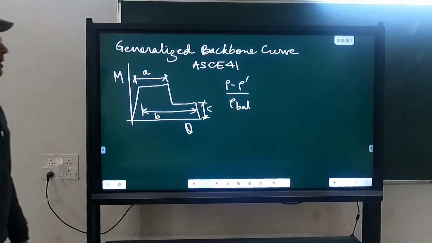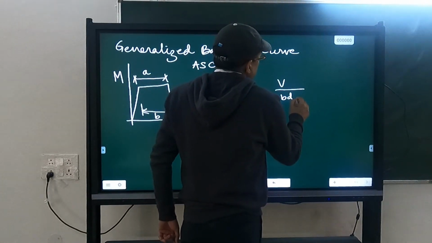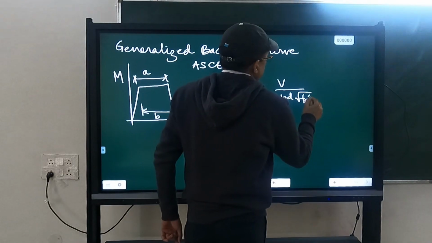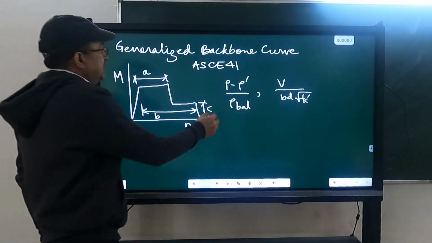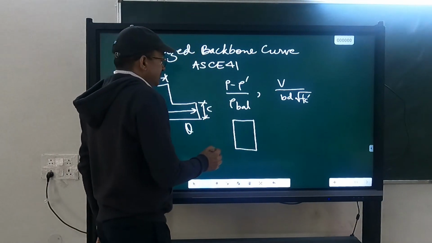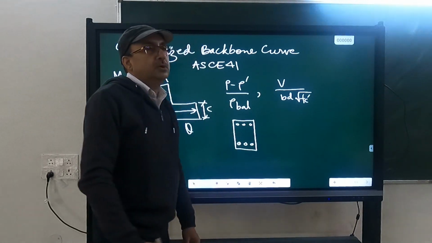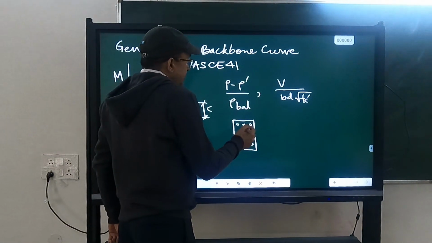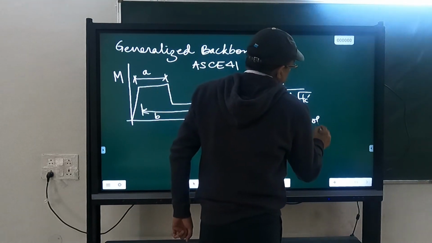And this also depends on V over bd square root fc dash. We are using fc dash. So this is representing whether our section is under reinforced or over reinforced, or how much under reinforced. Rho is the volumetric ratio or area ratio of reinforcement.